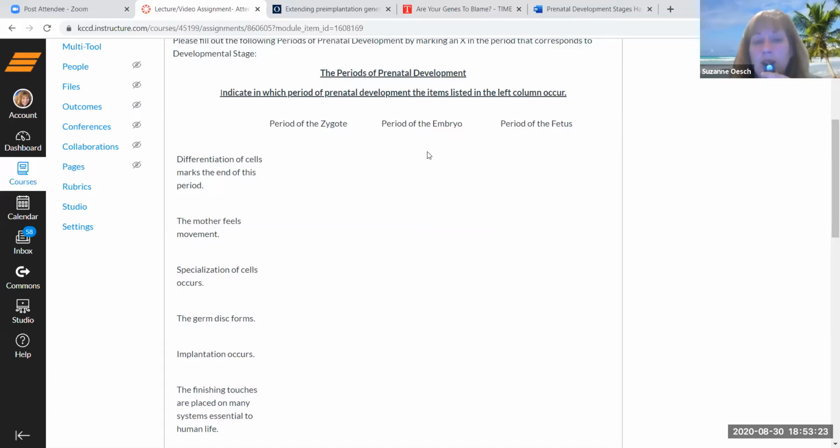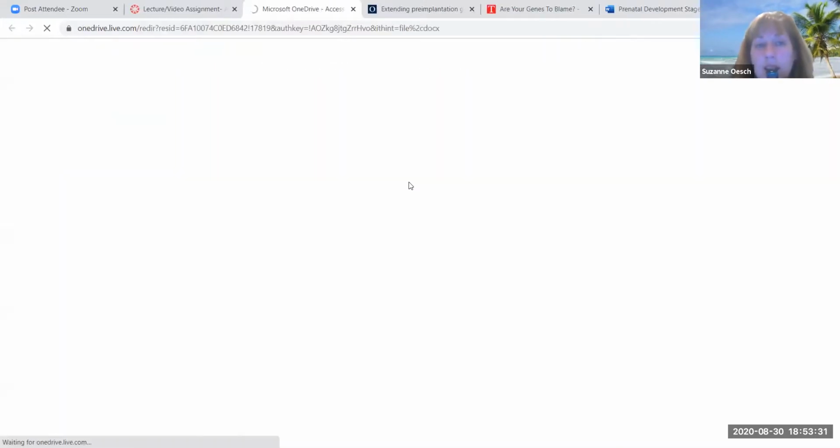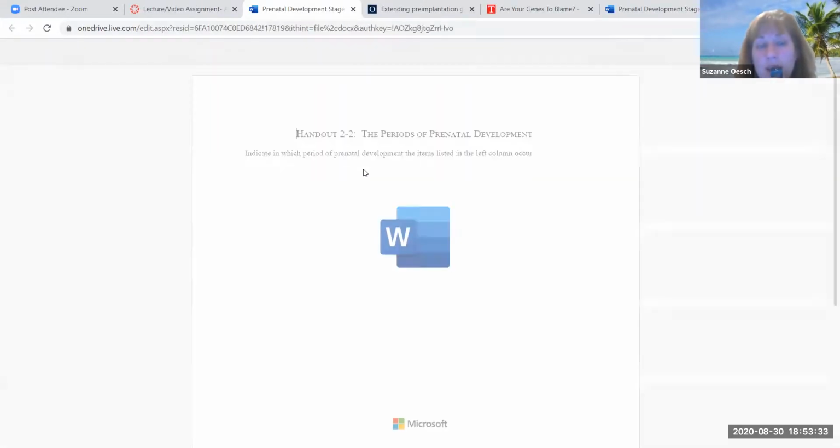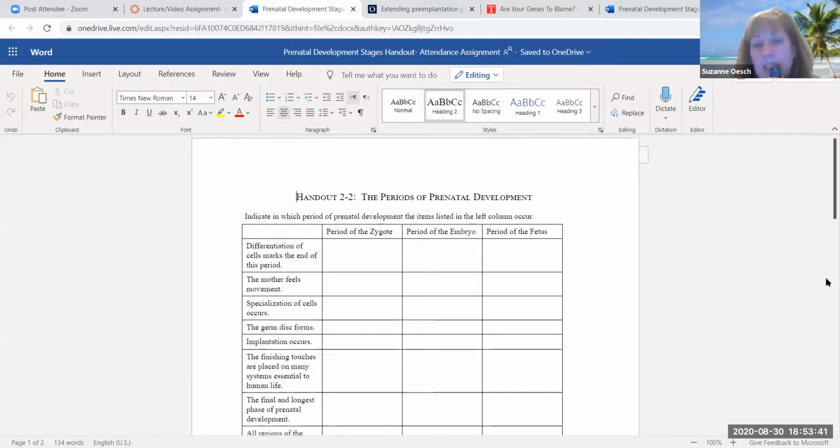You want to put an X wherever you feel that this matches what period. So if you edit it, you can actually put it in the text here and submit it, or I actually have it downloaded right here. So if you just click it, you can open it up and then click the X and then upload it to the Canvas. So this is your attendance assignment, okay?